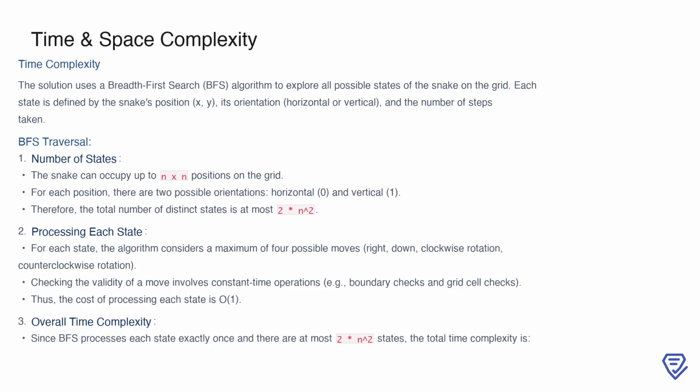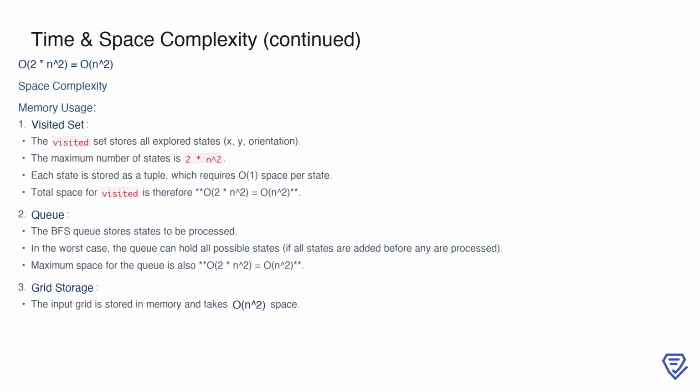For each state, the algorithm evaluates up to 4 possible moves: moving right, moving down, rotating clockwise, or rotating counterclockwise. Checking if a move is valid involves simple operations like boundary checks and inspecting grid cells, all of which take constant time. Since BFS processes each state exactly once and each state takes O(1) time to process, the overall time complexity is proportional to the number of states, which is 2n². This simplifies the time complexity to O(n²).